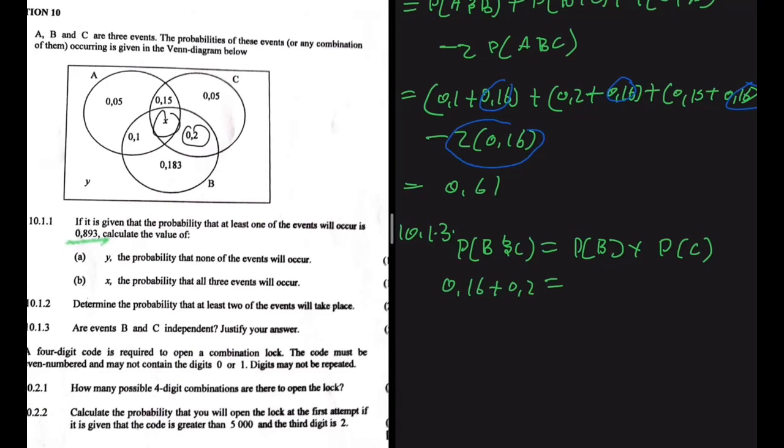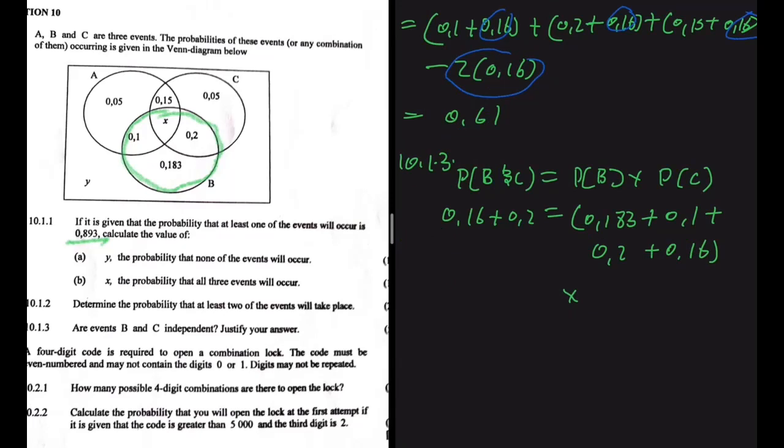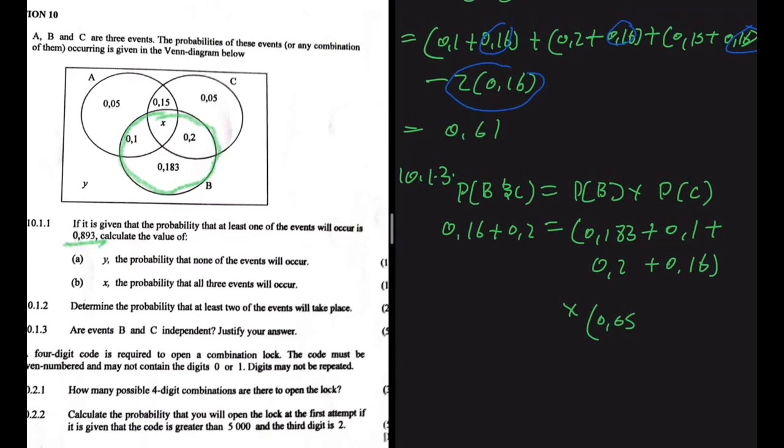So what is the probability of B? The probability of B is everything in the circle of B. Everything in here in the circle of B is the probability of B. So that will be 0.183 plus 0.1 plus 0.2 plus 0.16 multiplied by the probability of C. The probability of C will be everything in this circle here for C: 0.05 plus 0.15 plus 0.16 plus 0.2.